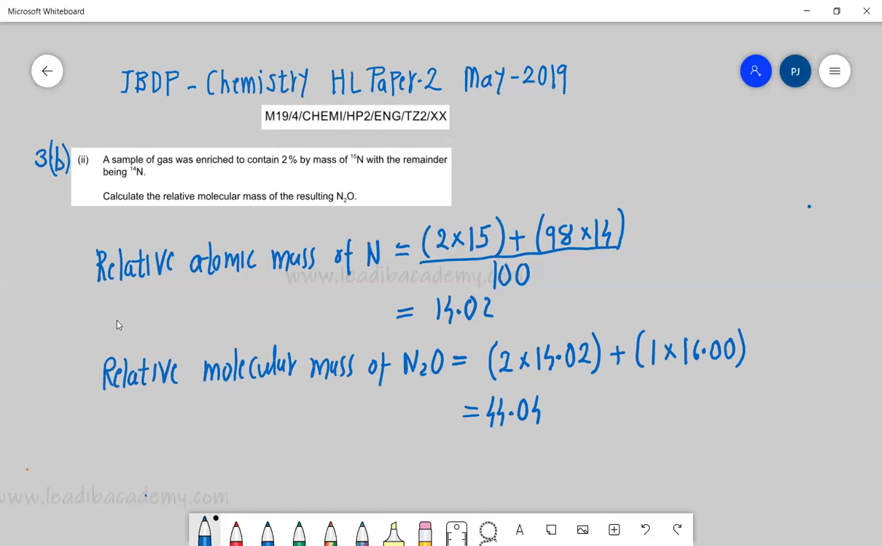Simple. Very, very straightforward. The important part is this, that don't use directly the 14 alone, because nitrogen consists of two isotopes, N14 and N15. N14 is 98%, that's the reason. This is the percentage of N14, and this is the percentage for N15, and therefore we got this relative atomic mass. Very, very straightforward.